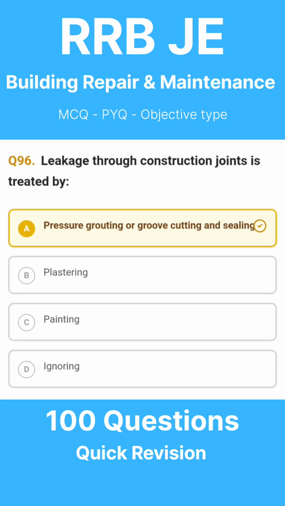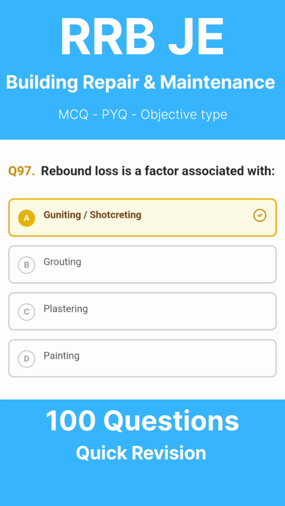Question 96. Leakage through construction joints is treated by. The correct answer is pressure grouting or groove cutting and sealing. Question 97. Rebound loss is a factor associated with. The correct answer is guniting or shotcreting.